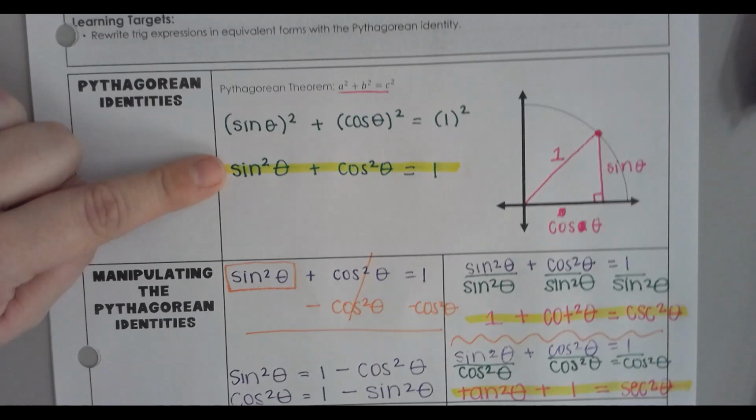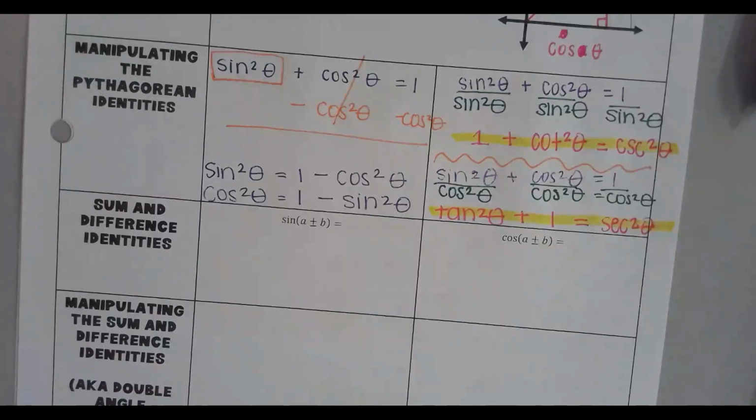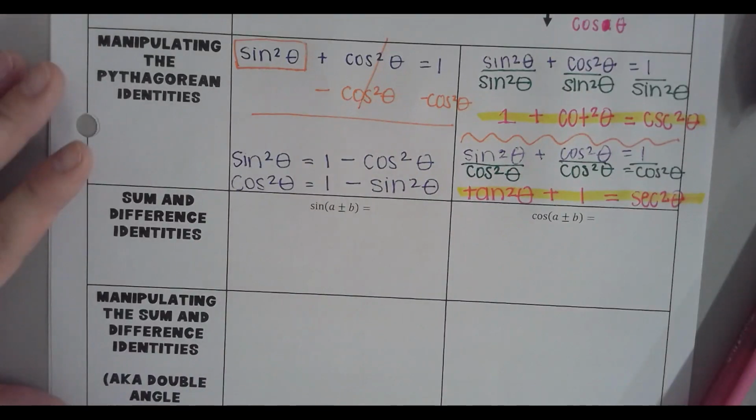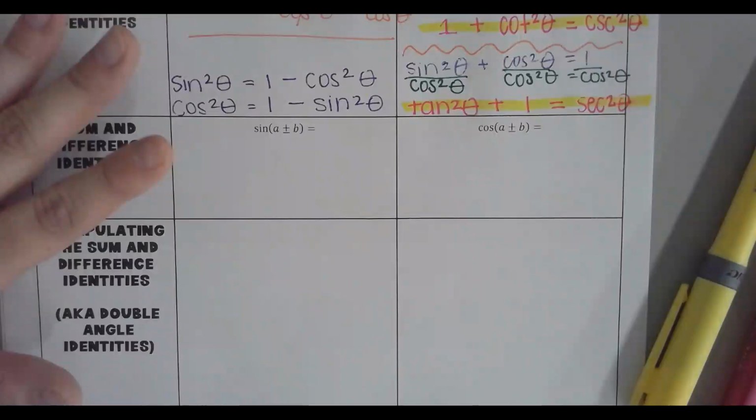Okay, so those are called your Pythagorean identities. These are, yes, just memorization. I don't really know where these come from.